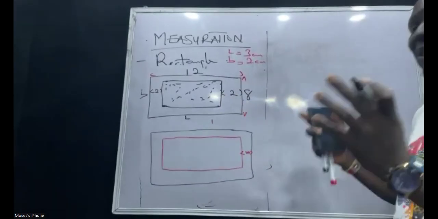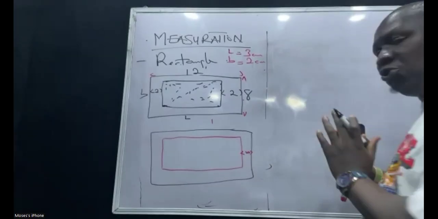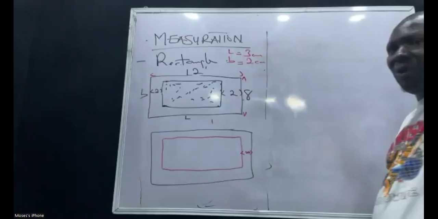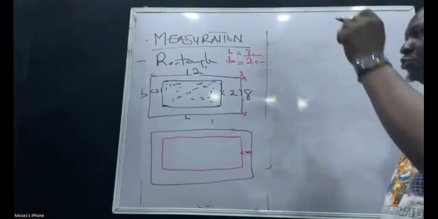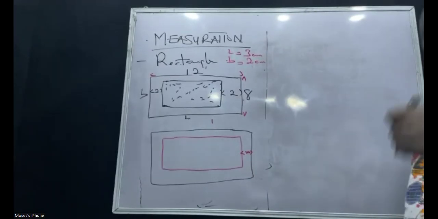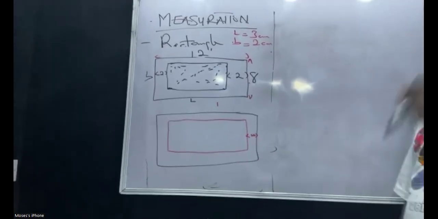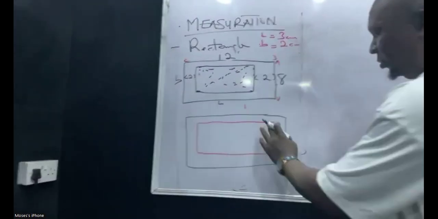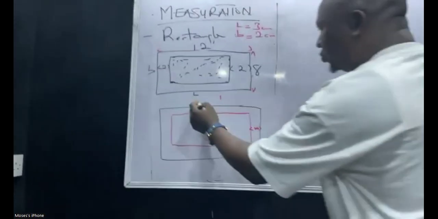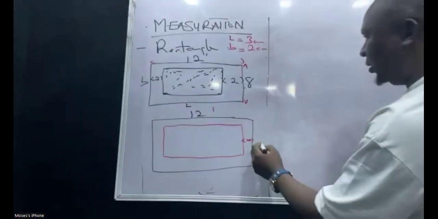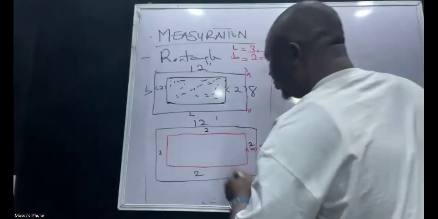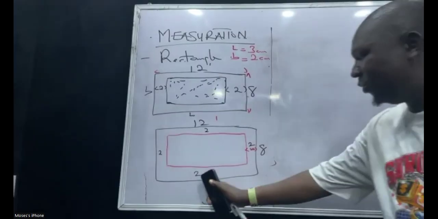Now I'm assuming this is a frame. The width of the frame is just 2 centimeters. You're given the length of the total frame, which is 12. The breadth is 8. Now you're told to look for the area of the picture. This is assumed to be the picture. This is 12, this is 8. The width is 2, this is 2, this is 2, this is 2. That is the width of the frame.